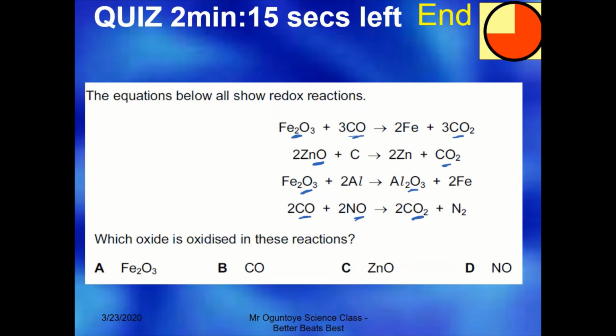You will understand. Just follow me. So if you look at this, iron oxide is changed to iron. So that's removal of oxygen. That's reduction.